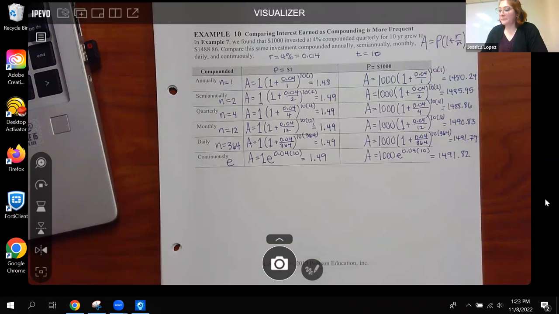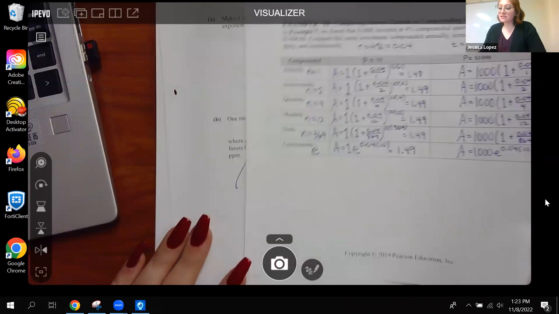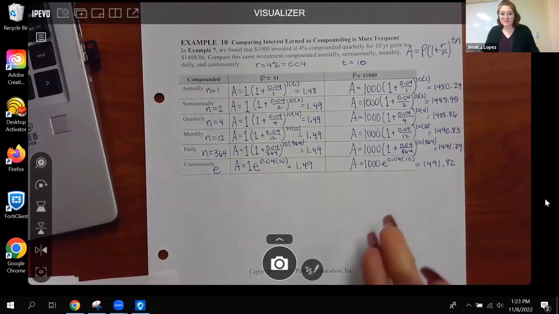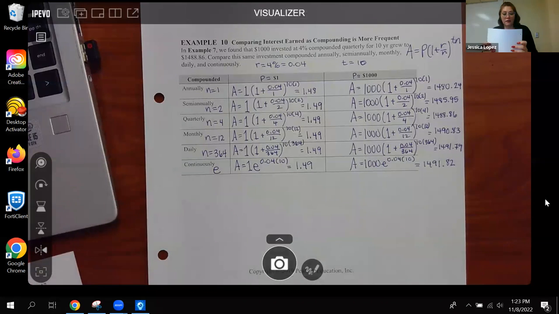Okay. So we're going to stop here. This section is a very, very large section. Actually, we don't need to stop. This is the end of the section. When we come back, we're going to do 4.3.